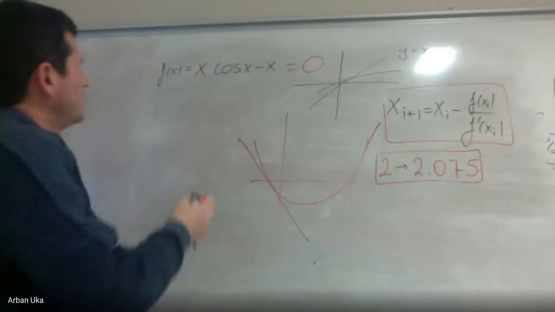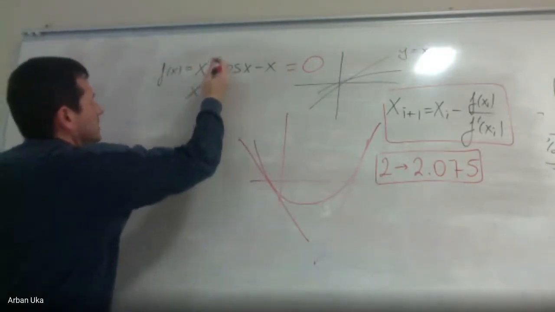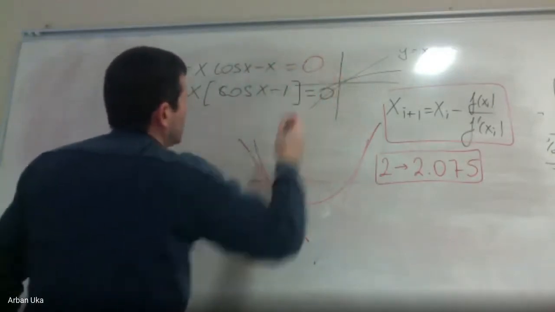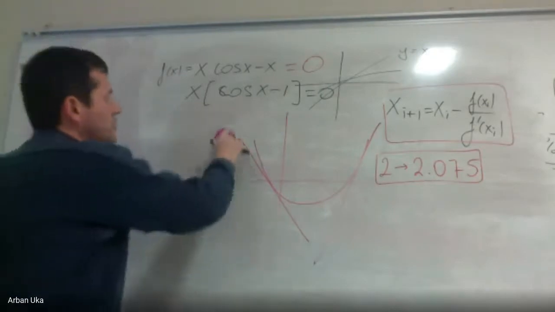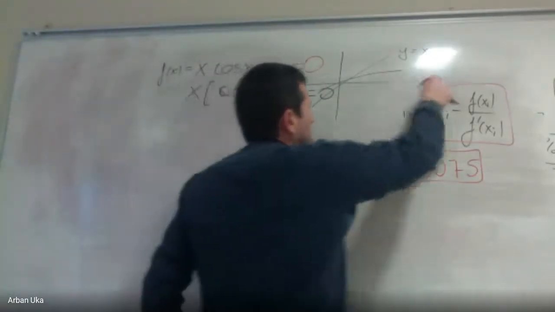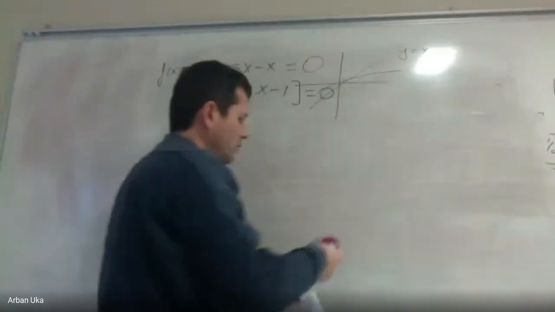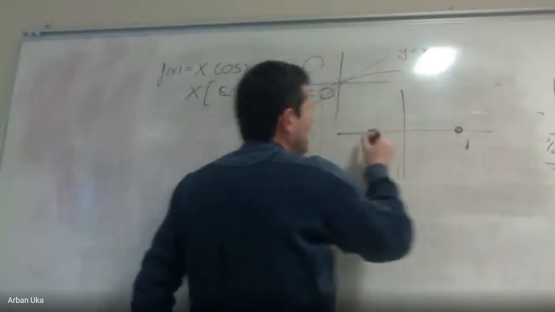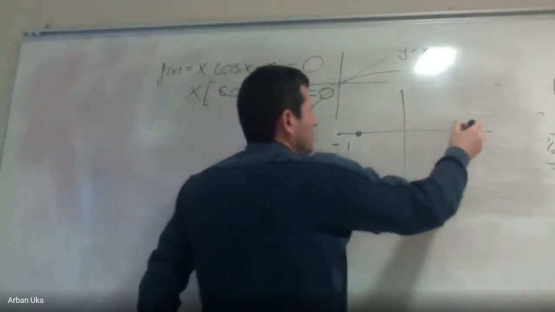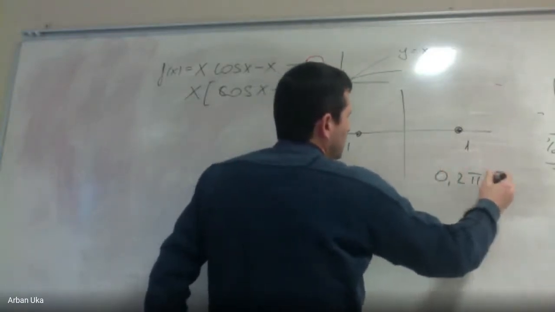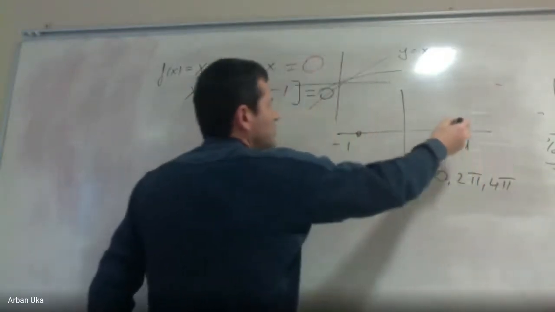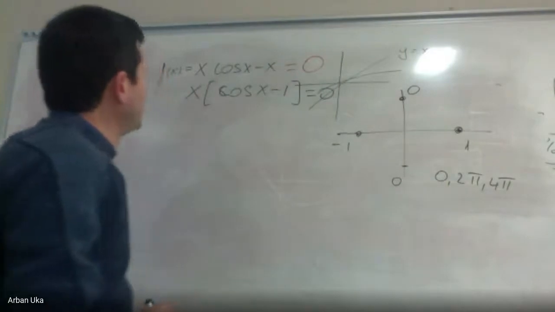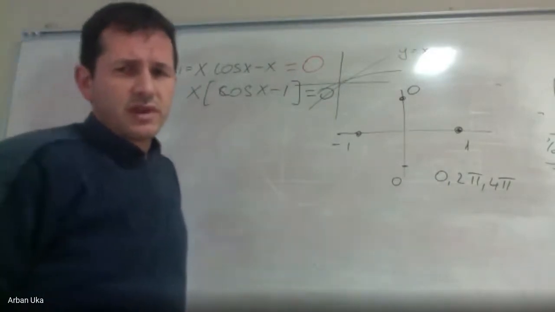Whenever this is 0, when is this 0? When this is cosine x minus 1, this is 0. So it looks like we are going to have a root whenever the cosine is 1. Now we know when cosine is 1. This is cosine 1, okay? This is cosine minus 1. So whenever the angle is 0, 2 pi, 4 pi, this is when cosine is 1. Here, cosine is 0. Cosine here is also 0. So it looks like we have an infinite number of roots for this example.